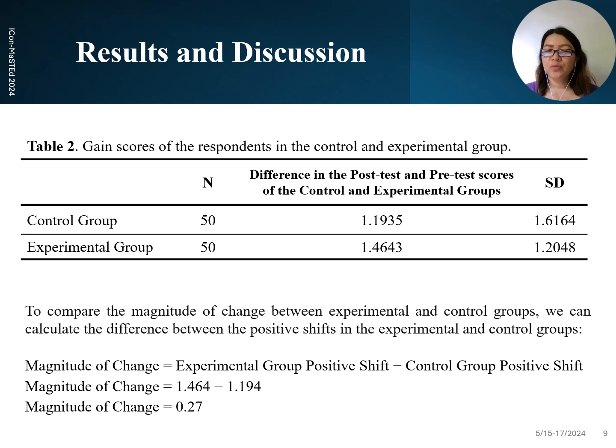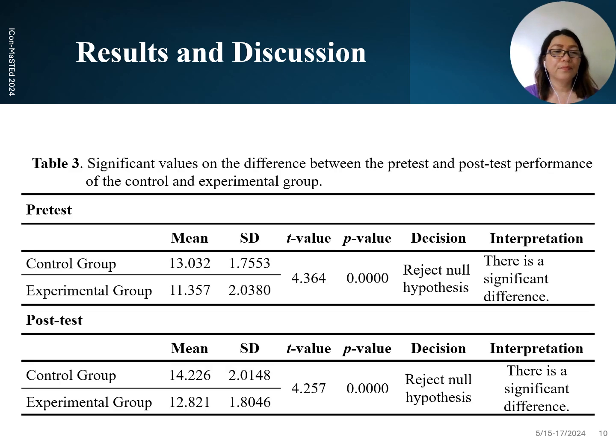The magnitude of change between the experimental and control groups is approximately 0.27, which indicates that the experimental group experienced a slightly larger improvement in performance compared to the control group after the intervention. The experimental group received a targeted intervention. Perhaps this intervention was effective but not dramatically so, resulting in only a slight improvement.